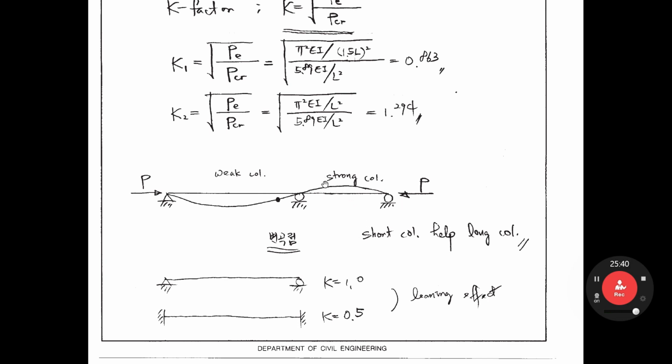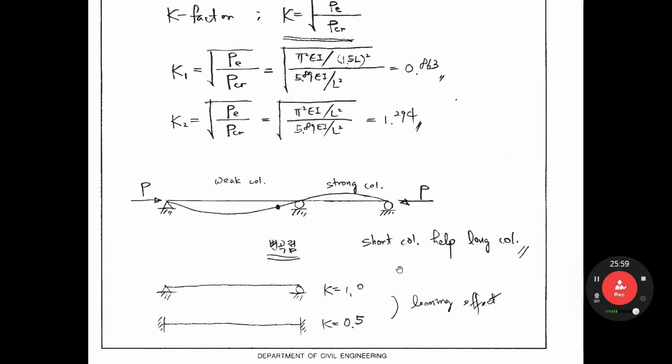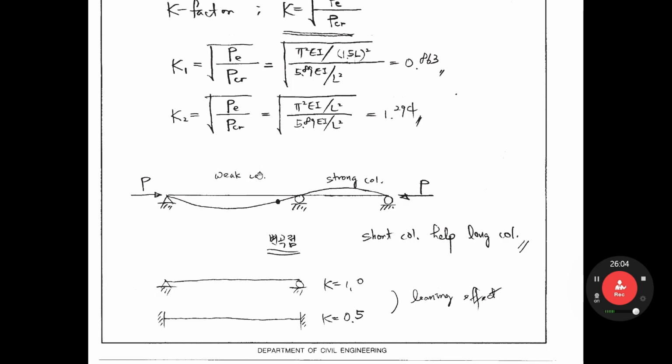How to correlate? This short column helps the weak column. I mean the strong column helps the weak column. Okay, the weak column gets some help from the strong column. So we call it the leaning effect. So the weak column is leaning on the strong column. This is the inflection point. That is the leaning effect.